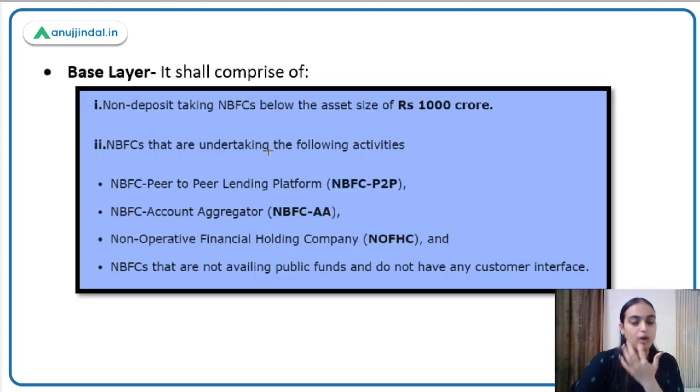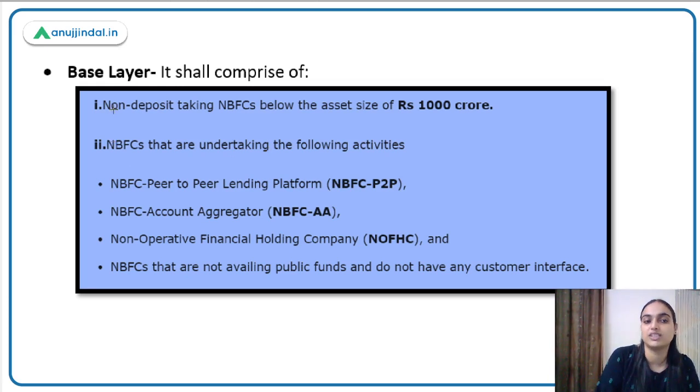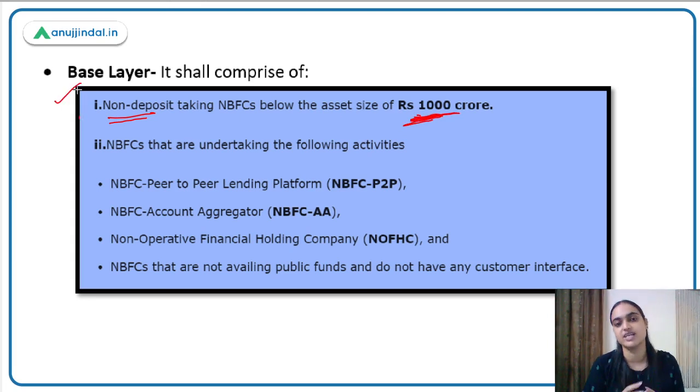So talking about what all these layers will comprise of, which type of NBFCs will be classified under each level. So agar hum base level ki baat kare, jo base layer hai usme kaun kaun se NBFCs aayenge? The non-deposit taking NBFCs, that is the NBFCs who are not accepting the deposits from public but they are providing other financial services, those NBFCs having an asset size of less than 1000 crore will be under the base layer. So 1000 crore se kam ke asset size wali non-deposit taking NBFCs base layer mein aayengi. So comparatively less regulation will be there on these NBFCs vis-a-vis the top layers, okay.